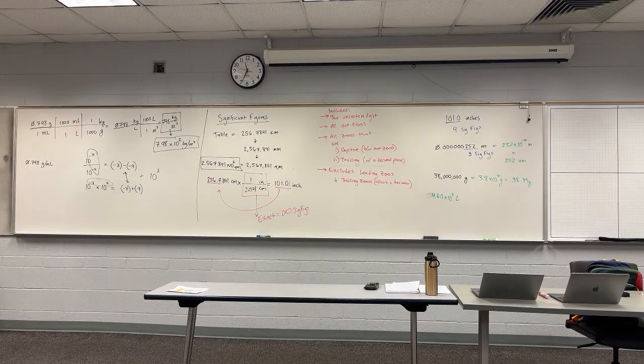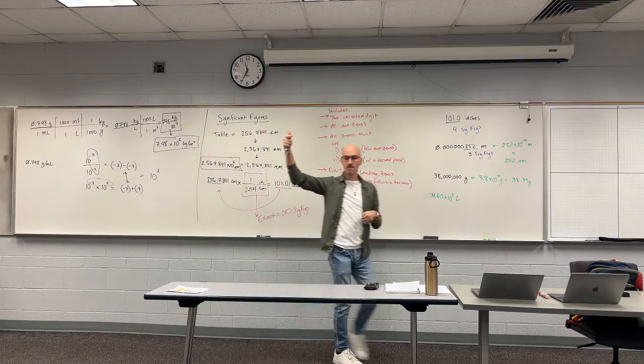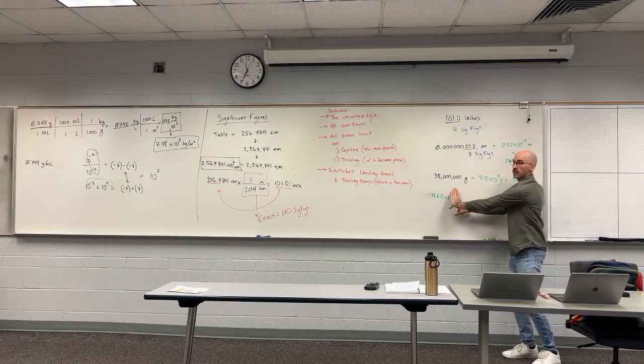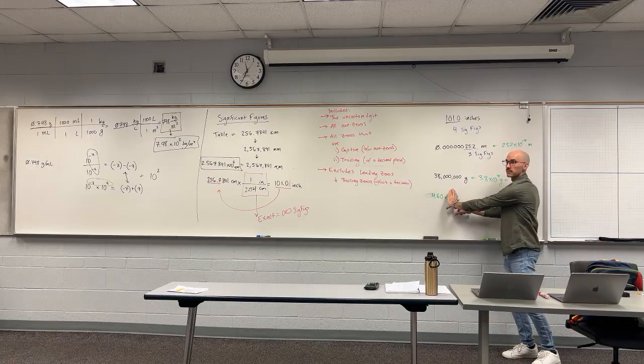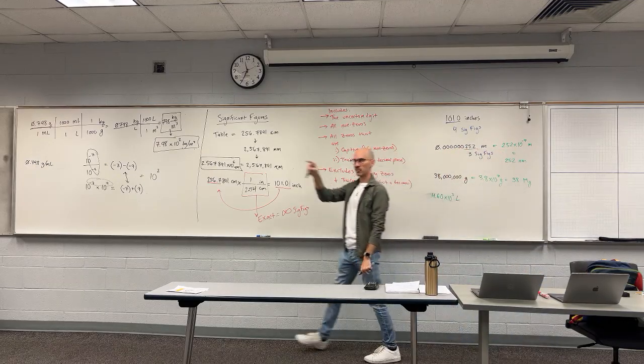Hayden, how many sig figs? 2. How many non-zeros? 2. How many captive zeros? Okay, actually times 10 to the third doesn't count as anything. Yep. So 1 trailing zero, so 3. Good. So no captive zeros. Good point. I like that.